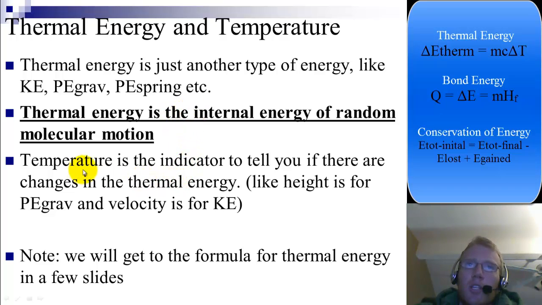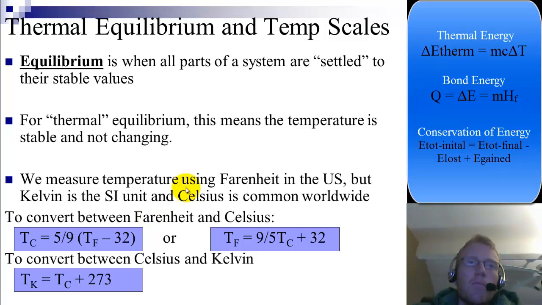So temperature is a measure of the internal energy, and thermal energy is the type of energy that it is. Temperature is the indicator, thermal energy is the type of energy, and what it actually is the energy of is the internal random molecular motion, so either vibrations or particles zipping around at a microscopic scale. The formula will be coming up soon, but I want you to get a conceptual understanding first.